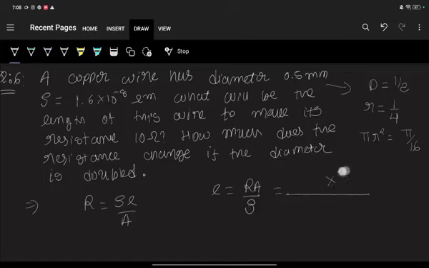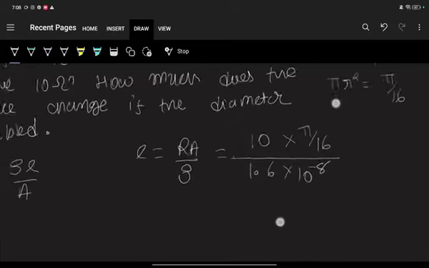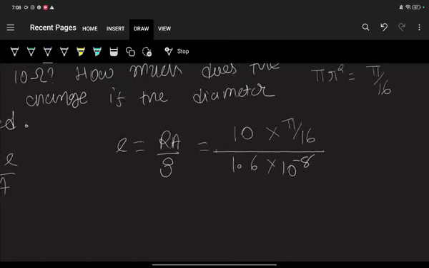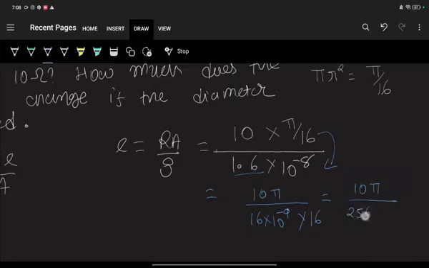So it is pi by 16. And resistance is 10 ohm. And resistivity was 1.6 into 10 raised to minus 8. Now see here. This is 10 pi upon. We can make it 16, right? By adding one more power. So it is 16 into 10 raised to minus 9. This 16 comes to the denominator. So 10 pi upon 16 into 16 into 10 raised to minus 9.